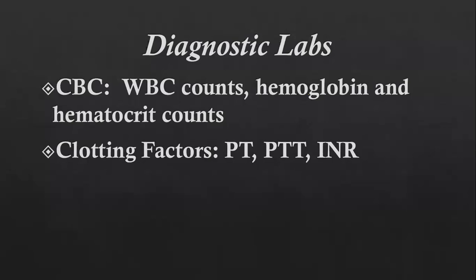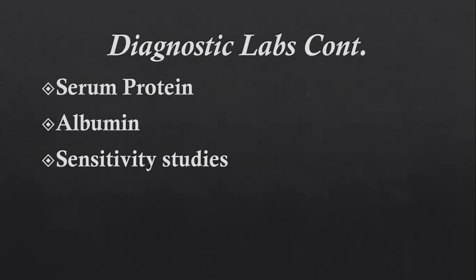Why are hemoglobin and hematocrit important? Blood circulation. Yeah, it tells us whether they have enough blood in their system to even circulate. Because if your blood is low, how can we expect it to circulate throughout your body if you don't even have enough? That makes sense. And then we also want to look at our PT, our PTT, and our INRs. Okay? So any kind of serum protein, albumin, and any kind of sensitivity studies.